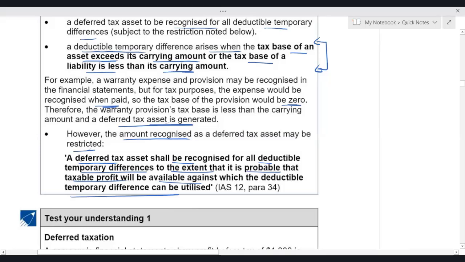So please read it again. A deferred tax asset shall be recognized for all deductible temporary differences to the extent that it is probable that taxable profit will be available against which you can utilize the deductible temporary difference.